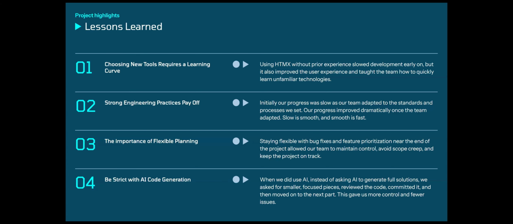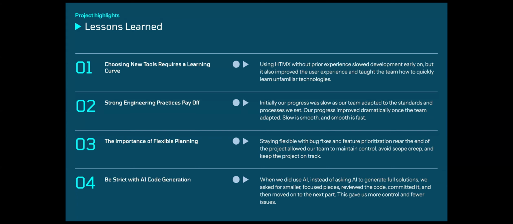To wrap up, here are some key lessons we're taking away from this project. 1. Choosing new tools comes with a learning curve. Using HTMX slowed us down early on, but ultimately improved our UI and taught us how to quickly adopt unfamiliar technologies. 2. Strong engineering practices pay off. At first, our standards slowed us down, but once the team adjusted, our velocity increased significantly. Slow is smooth and smooth is fast really applied here.